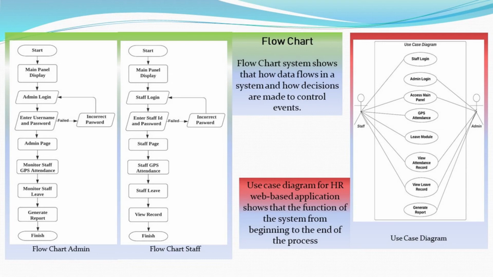For staff side, as a user, they need to enter the user ID and password. Then they have many options, either to use the GPS attendance or to apply leave, and they also can check attendance and leave record. Use case diagram will show the functions of the system from the beginning to the end of the process.